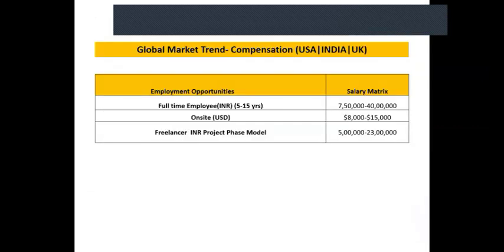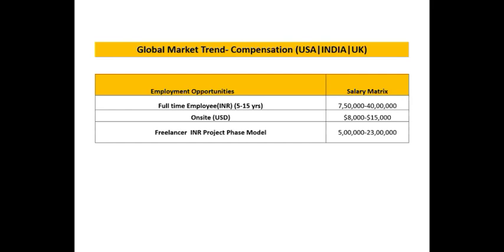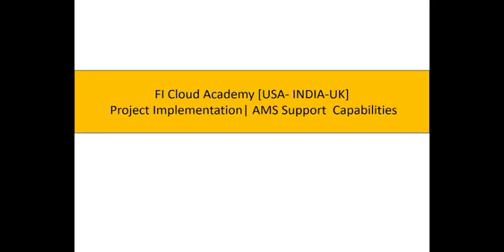Now, when we talk about compensation, for our permanent employees, it is 7.5 to 40 lakhs, for 5 to 15 years of experience. On-site, it is 8,000 to 15,000. And a freelancer also is there, so it is 5 lakhs to 23 lakhs.